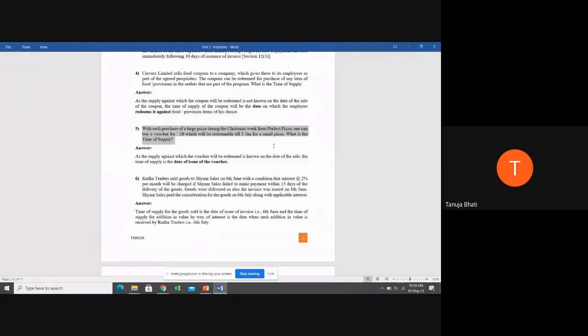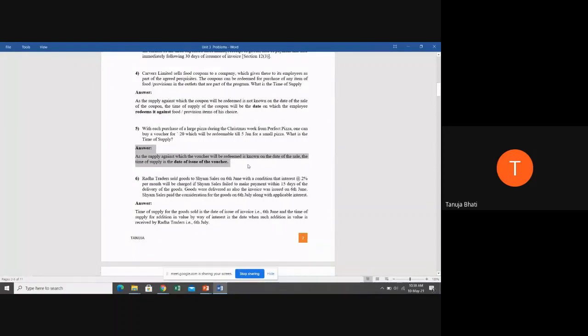When it is identifiable, what is the time of supply? It is the date of issue of the voucher. Very good. So let us see. As the supply against which the voucher will be redeemed is known on the date of sale, the time of supply is the date of issue of voucher. You can write as per section 12, subsection 4.